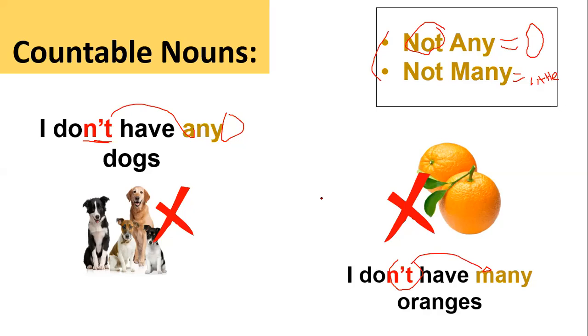I don't have many pears. Okay, don't have many pears, okay? I don't have many bananas. Okay, yes, very good. I don't have many potatoes. All right, yes. I don't have many eggs. Okay, good. Fernanda? I don't have many onions. Okay, very good.